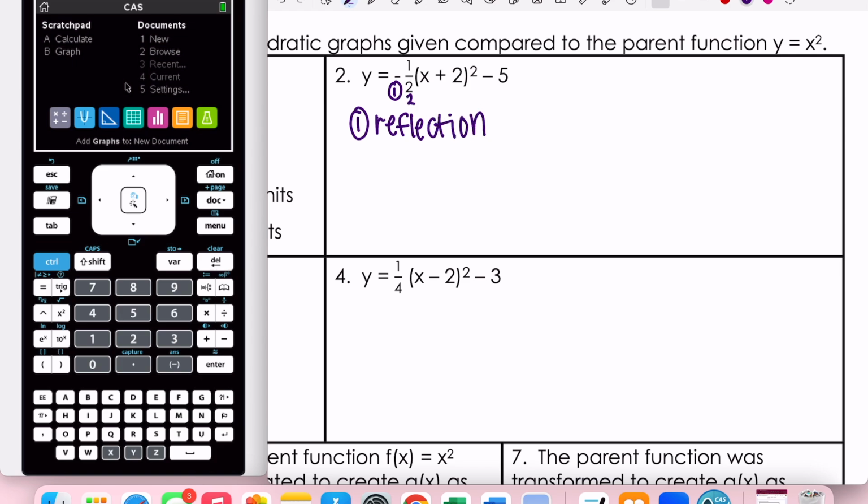Then I want to look at the value of a. Here the value of a is 1/2, and 1/2 is less than 1. So remember that phrase, less means compress. So this is a vertical compression.